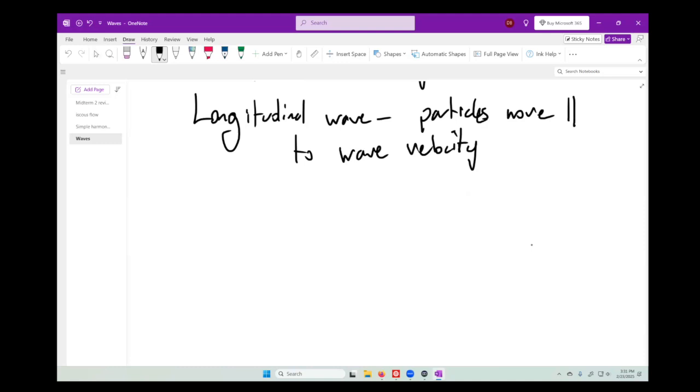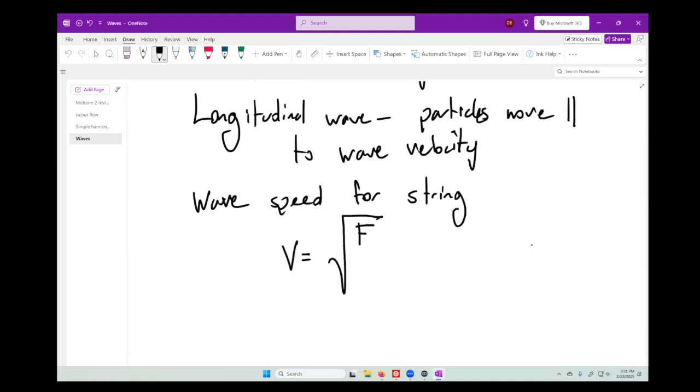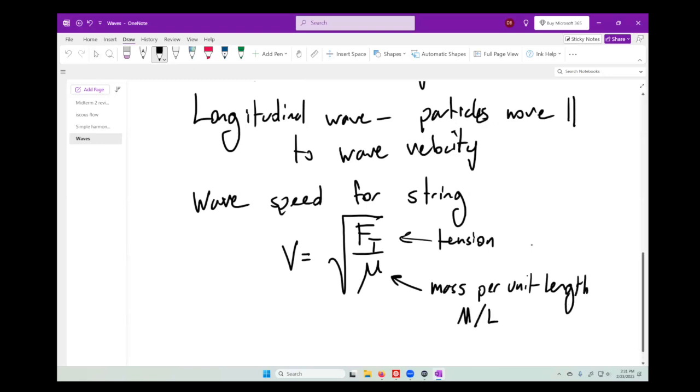So what does set the wave speed? For a wave on a string, it's the square root of the tension divided by the mass density, mass per unit length, M over L. Okay. All right.